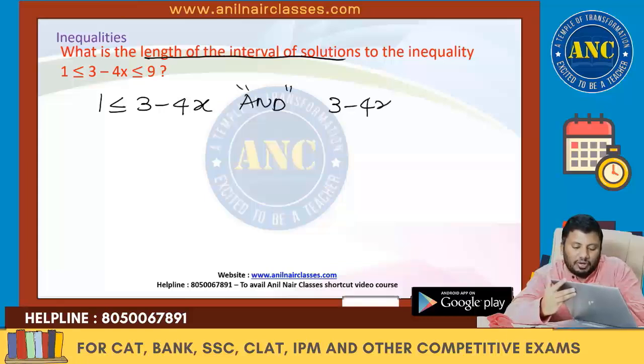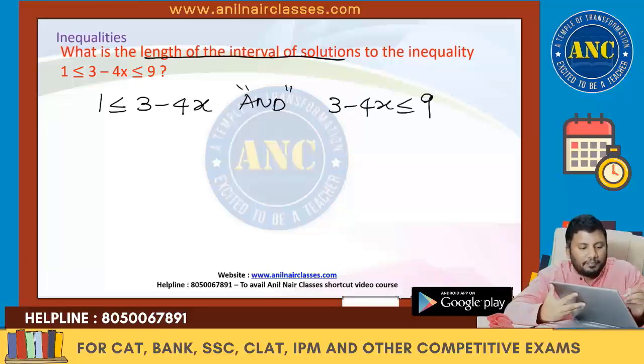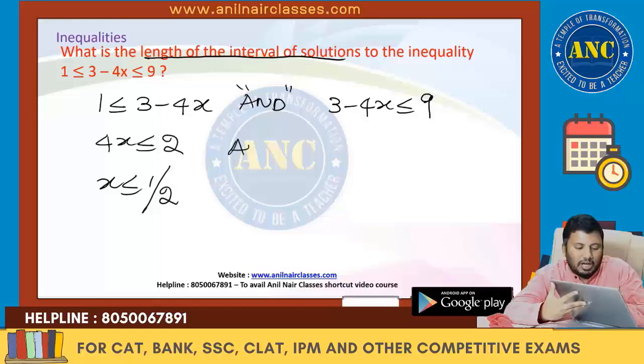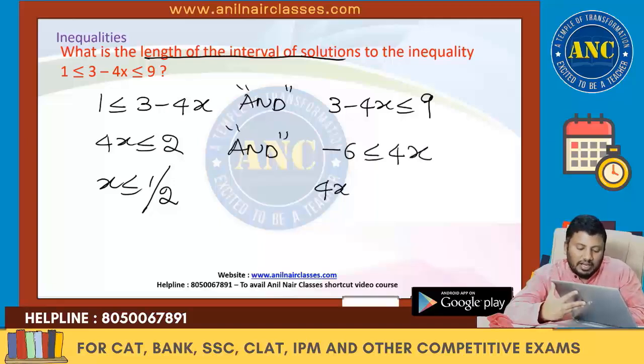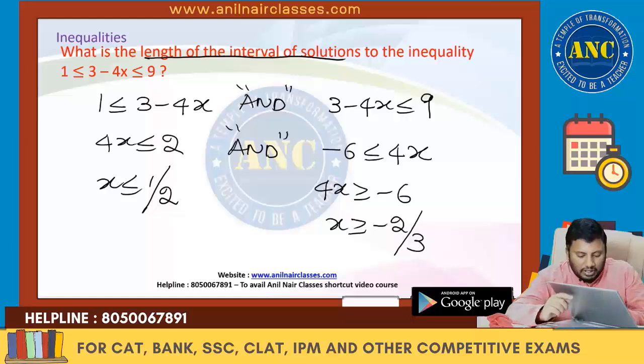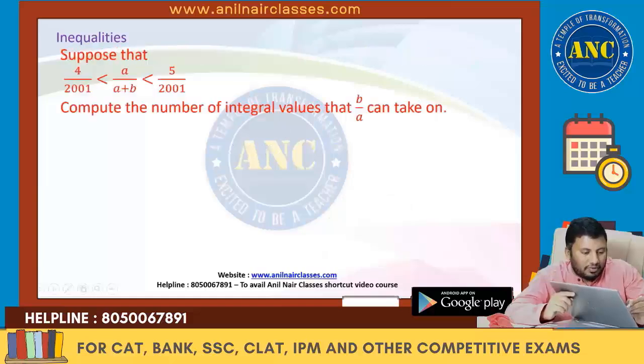3 minus 4x less than or equal to 9. So this is nothing but 4x less than or equal to 2, x less than or equal to 1 by 2. And minus 6 less than or equal to 4x, 4x greater than or equal to minus 6, x is greater than or equal to minus 2 by 3. This is nothing but minus 2 by 3 less than or equal to x.